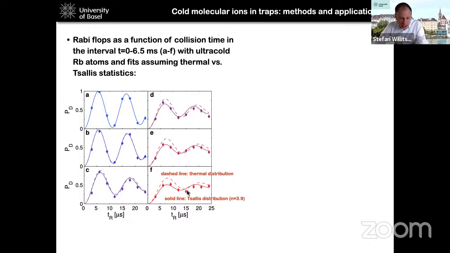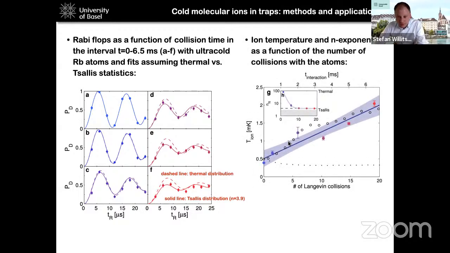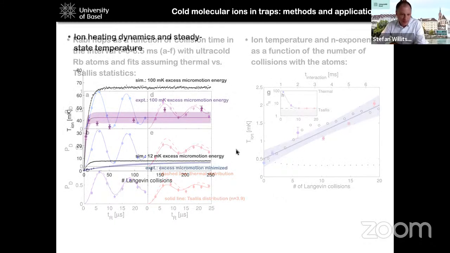So this already suggests that these ions after the collision are not thermally distributed, right? But it's a non-thermal distribution which can be well modeled with the Tsallis distribution. And they were then determining ion temperature as a function of the number of collisions that they had between the ions and the atoms in the trap.